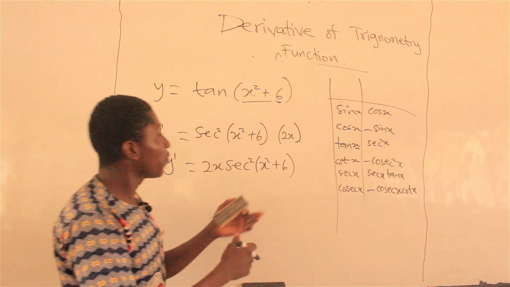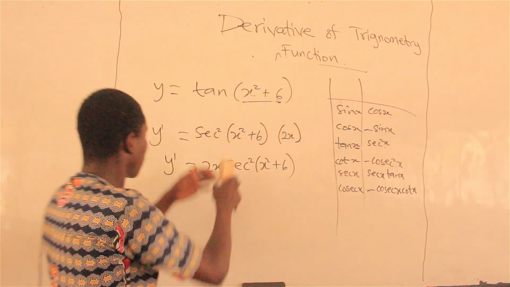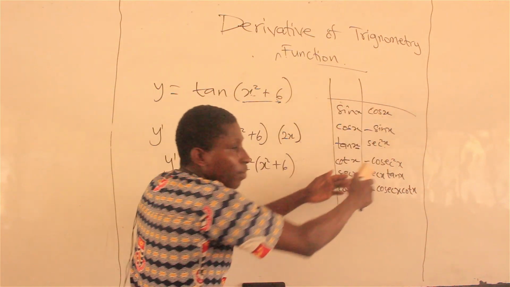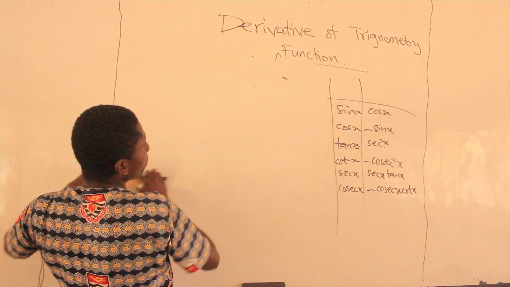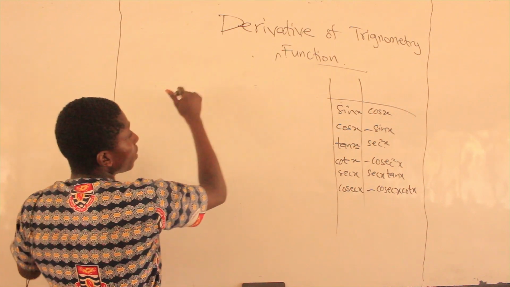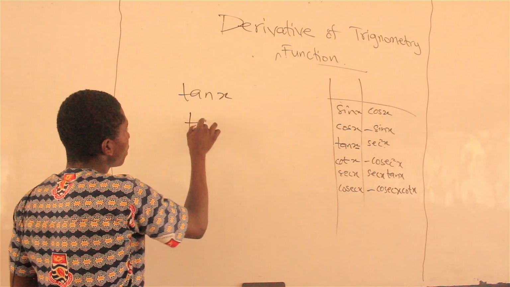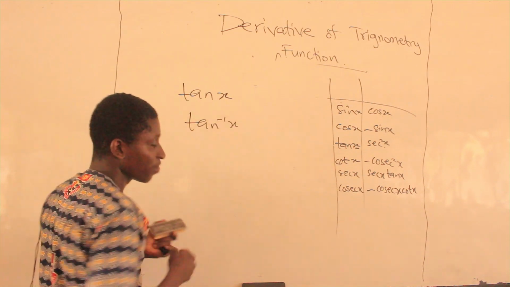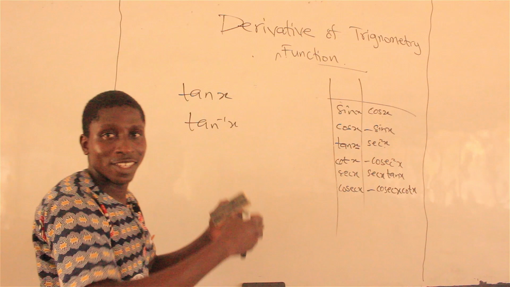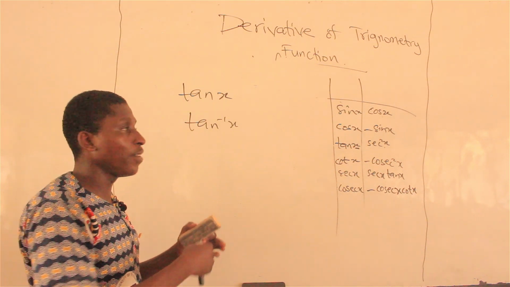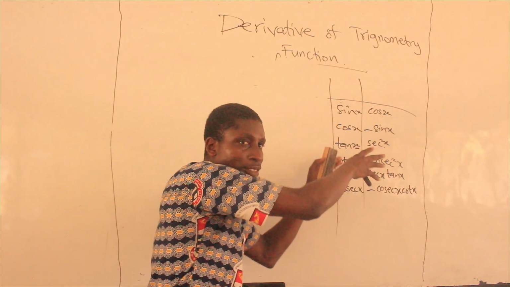Now, let's look at if it is inverse. How are you going to differentiate the inverse function? First one, you just go by the same thing. Assuming instead of tan s, they rather make it tan inverse of s. So this is about the inverse. In our next lesson, we are going to look at how to differentiate the inverse function. But today, we just look at how to differentiate the six trig functions.